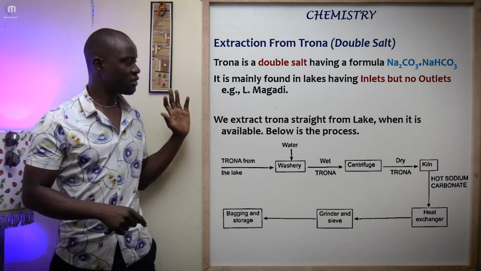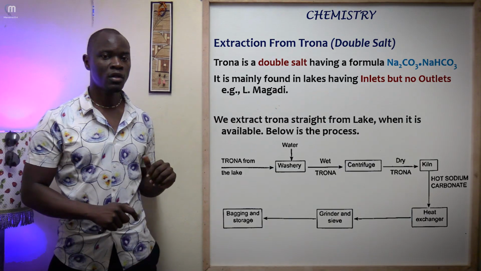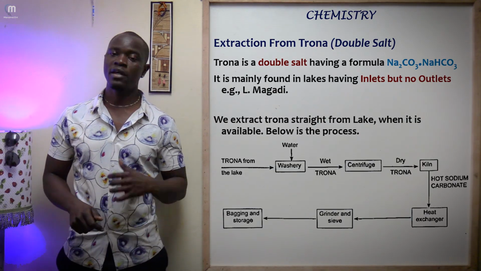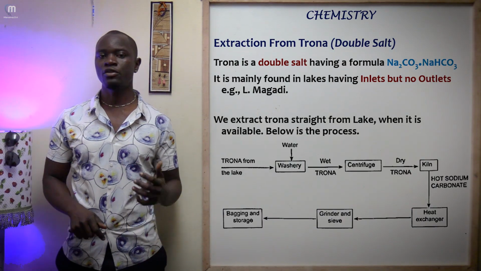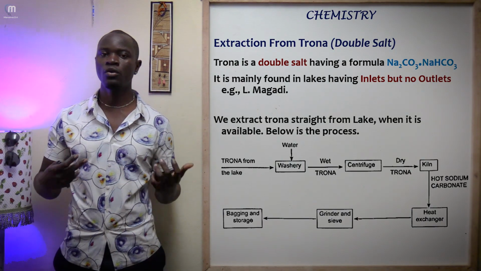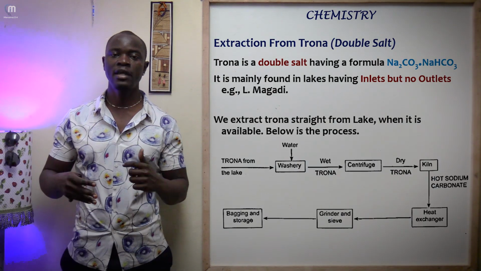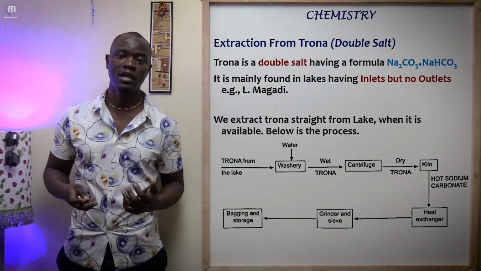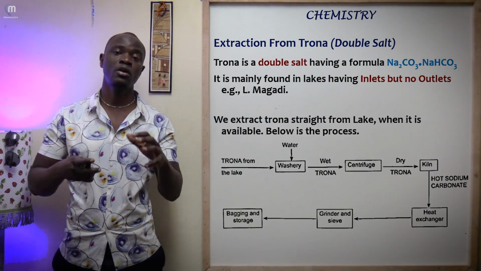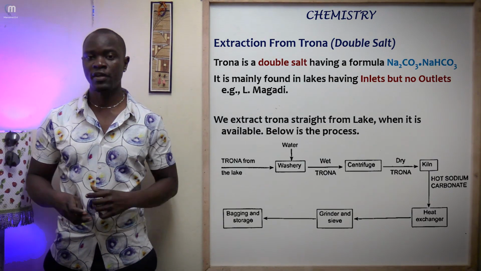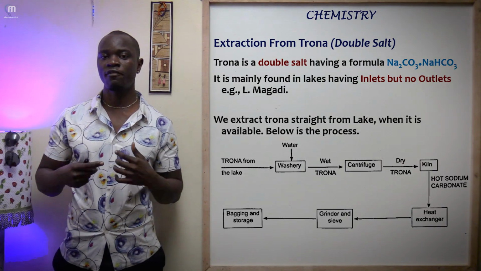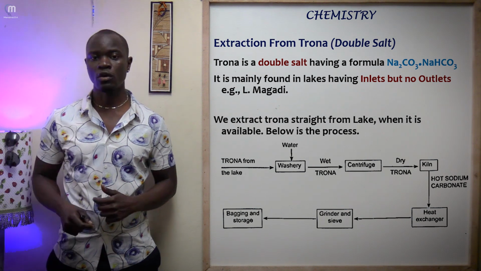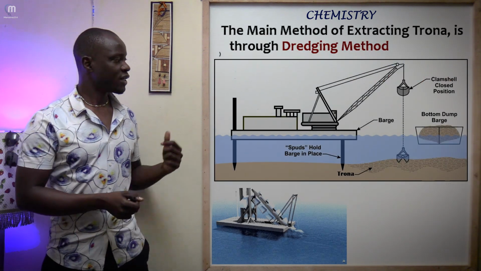So as you can see, this chart shows how Trona can be extracted from the water body. From the first chamber, which is the extraction, the second chamber is the washery. We go all round to the kiln. After the kiln, heat exchanger, grinding, and then finally it will be bagged. Not the Trona will be bagged, because it will have been refined. So the sodium carbonate that will have been refined will be bagged and packaged and then taken out to the consumers.